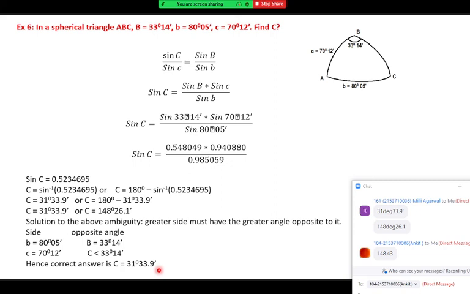So anyone have a doubt here? Is there a doubt? No, sir.